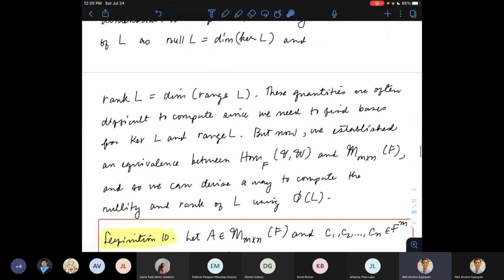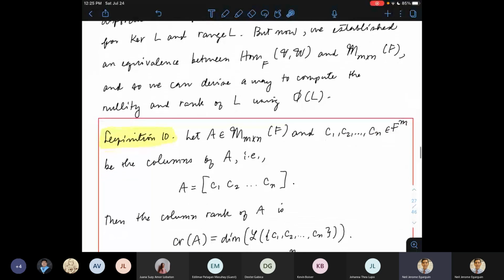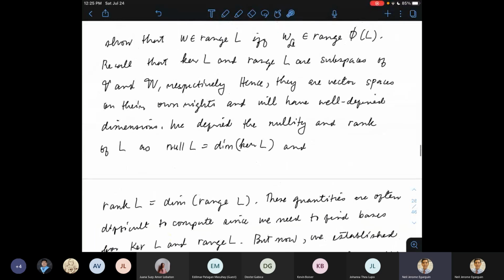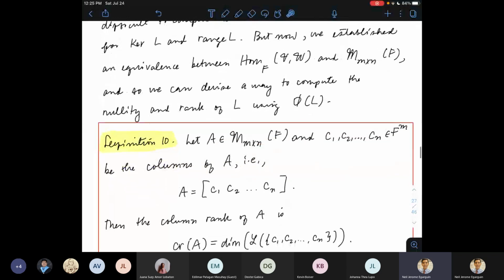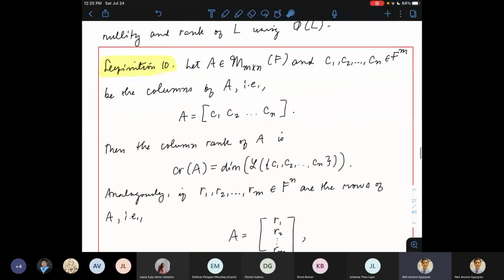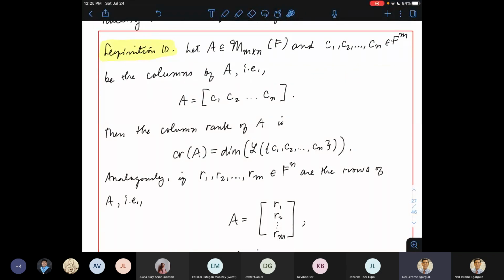And if that is the case, then dapat ay related din yung range at yung rank at yung nullity ng matrix representation at ng linear transformation. Okay? And I think that's what I'll try to establish in the next few slides. So, but before that, let's go to definition 10.